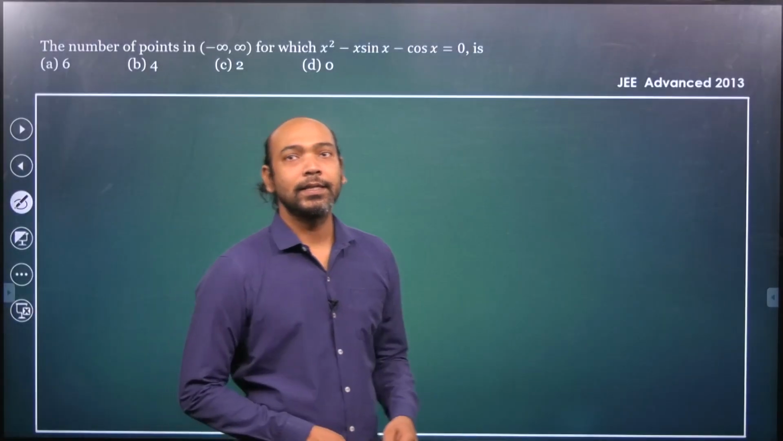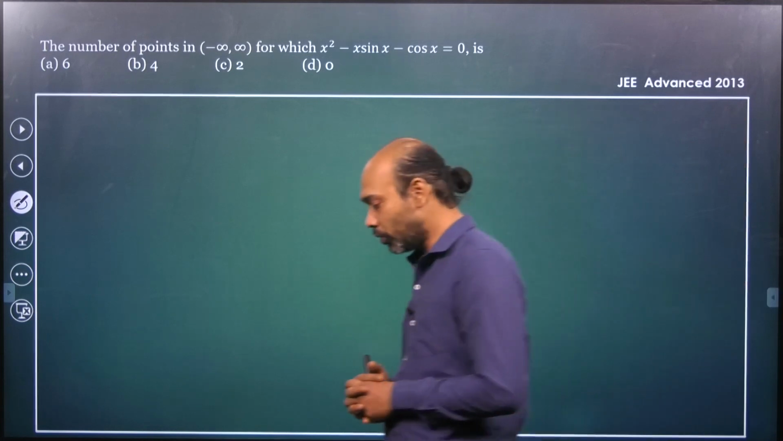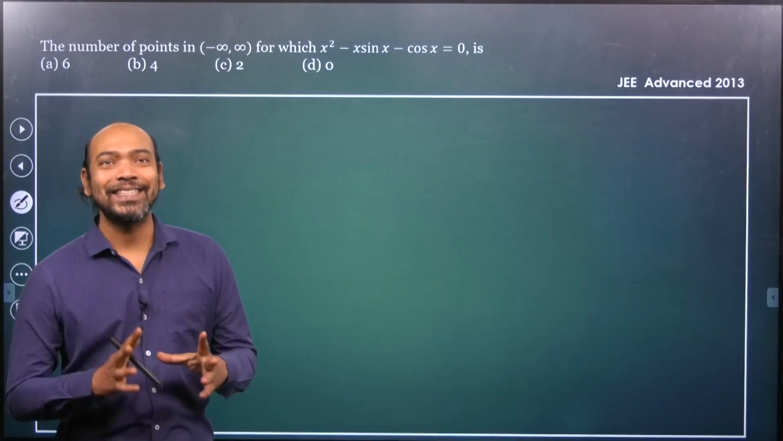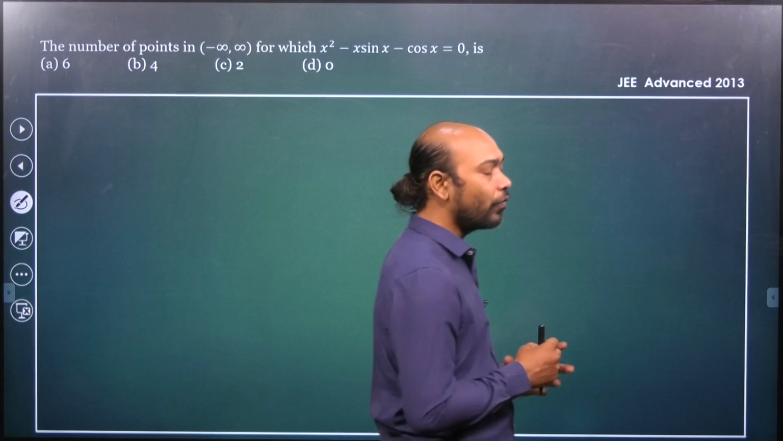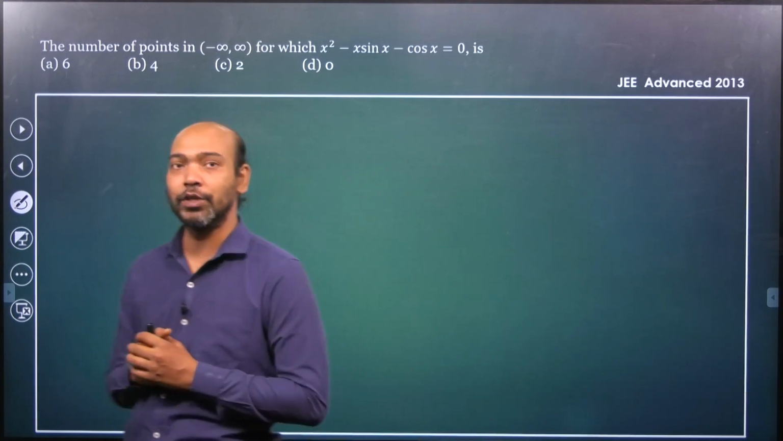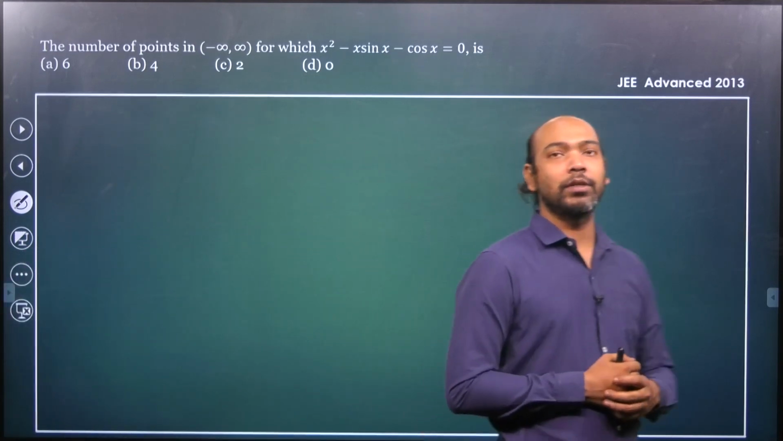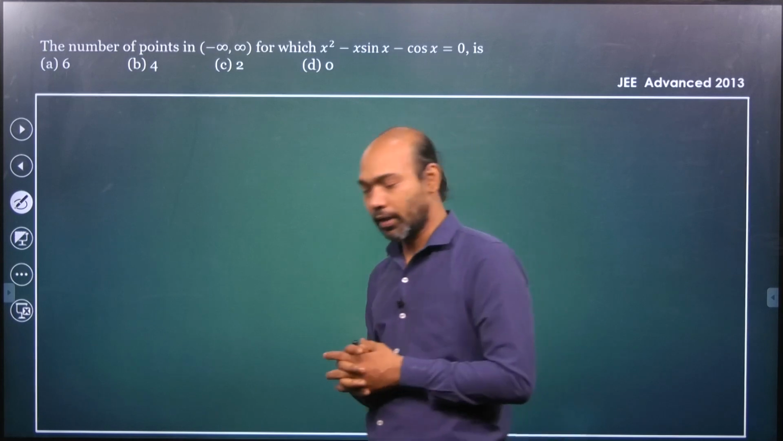Hi all. This is a problem which appeared in the JEE Advanced paper in 2013. It asks us to find the number of zeros, or number of roots, of the given equation. If I talk about the polynomial on the left hand side, we talk about its zeros, and for the equation, its roots. That's it.